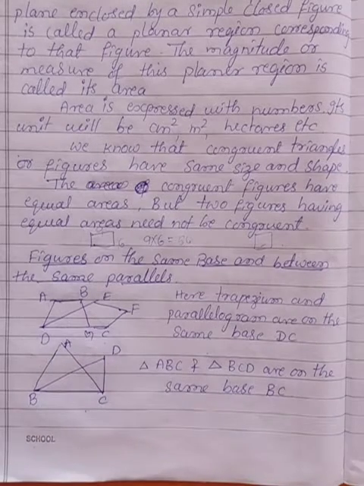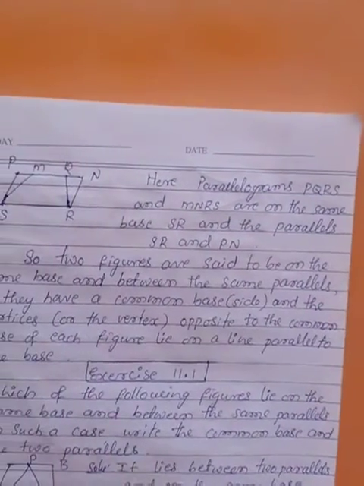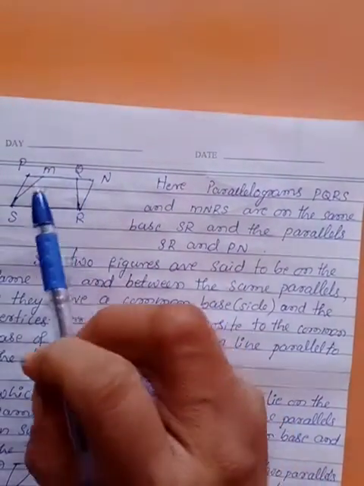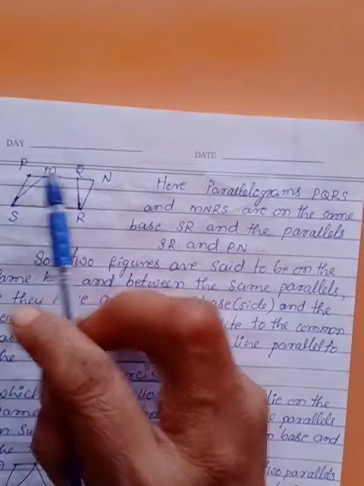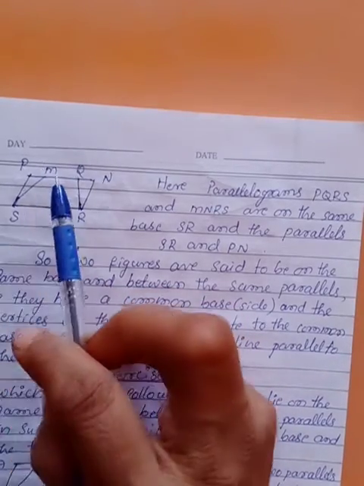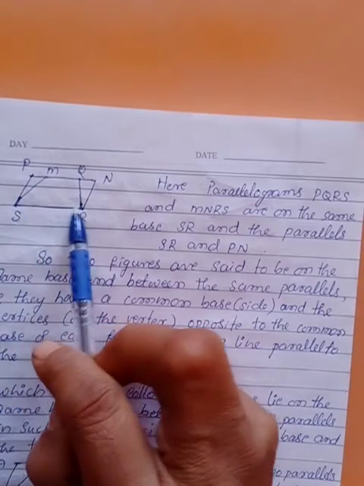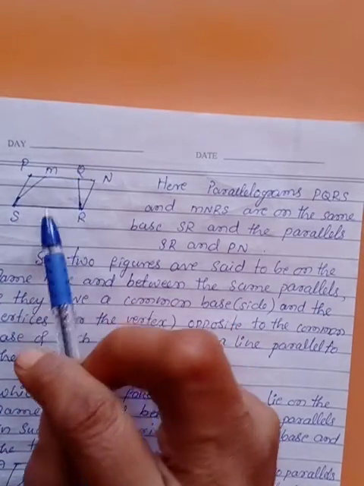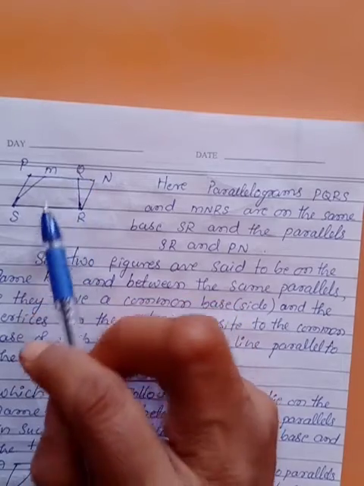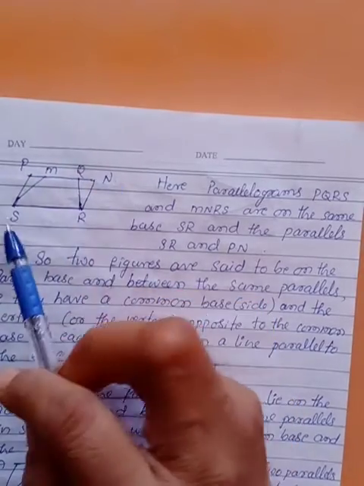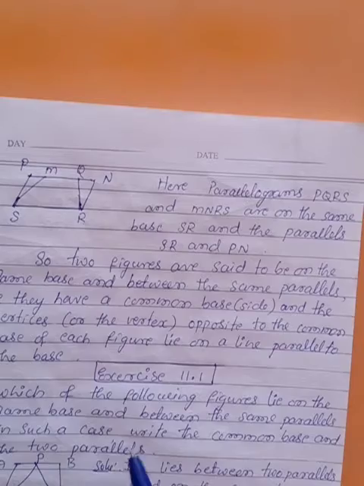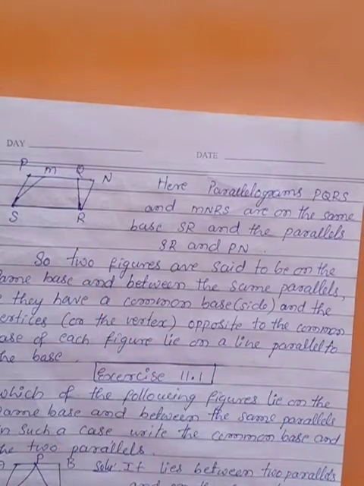Now let us go with one more figure. Here in this figure you can observe we are having two parallelograms. PQRS is one parallelogram. MNRS is one more parallelogram. Both are on the base SR. Because parallelogram opposite sides are equal and parallel, PN will be parallel to SR. So they are between the same parallels.